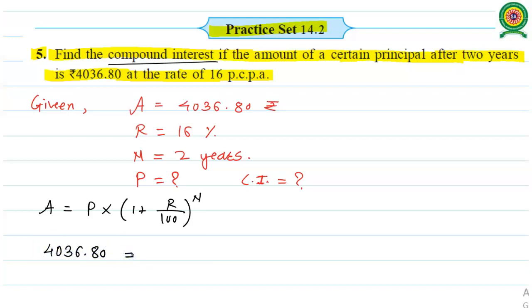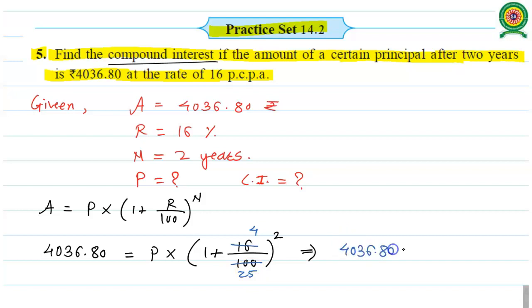So now we have given the amount 4036.80, that is equal to, we have to evaluate at start the principal amount. So P into 1 plus the R value, which is 16, divided by 100 whole to the power duration, which is 2 years. So that implies now, 4 4s are 16 and 25 4s are 100. So 4036.80 equals P into 1 plus 4 divided by 25 the whole square.